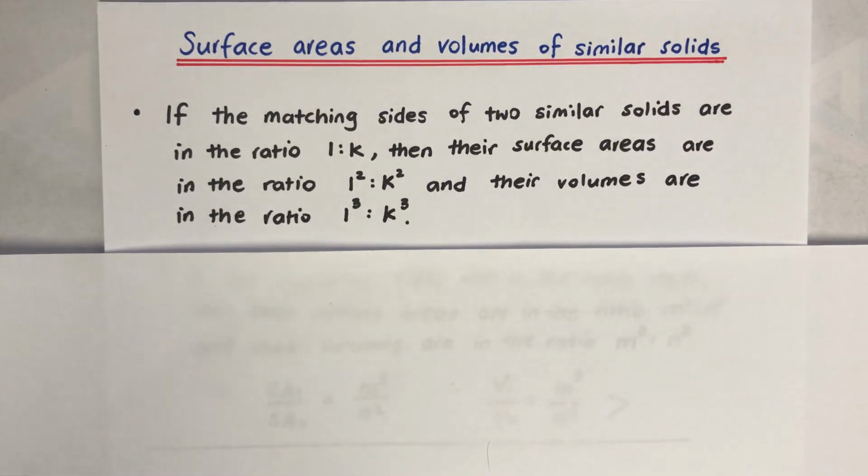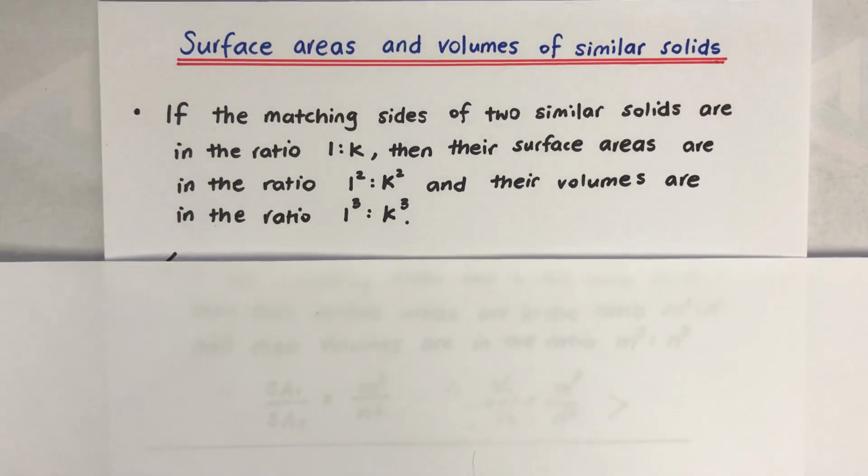Okay, surface areas and volumes of similar solids. Now this time we're doing 3D, whereas before it was areas of similar figures, which was 2D. All right, let's start. If the matching sides of two similar solids are in the ratio 1 to k, then their surface areas are in the ratio of 1 squared to k squared, which is just 1 to k squared, and their volumes are in the ratio of 1 cubed to k cubed, which is 1 to k cubed.